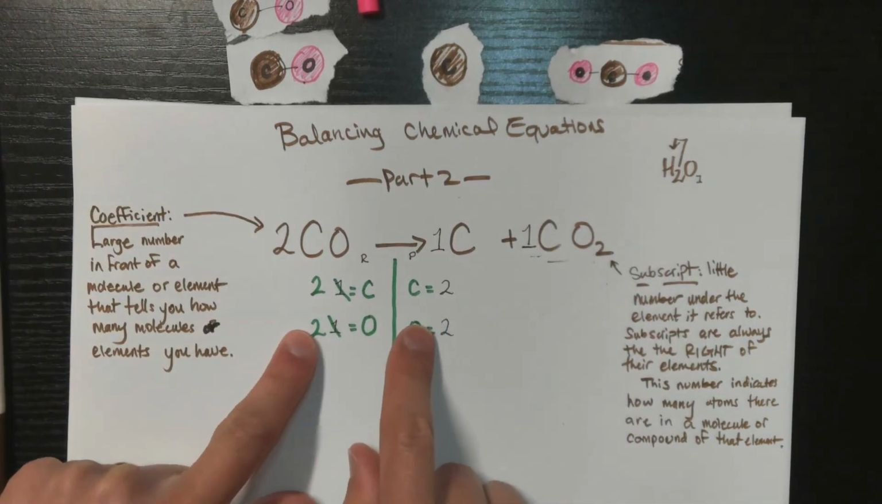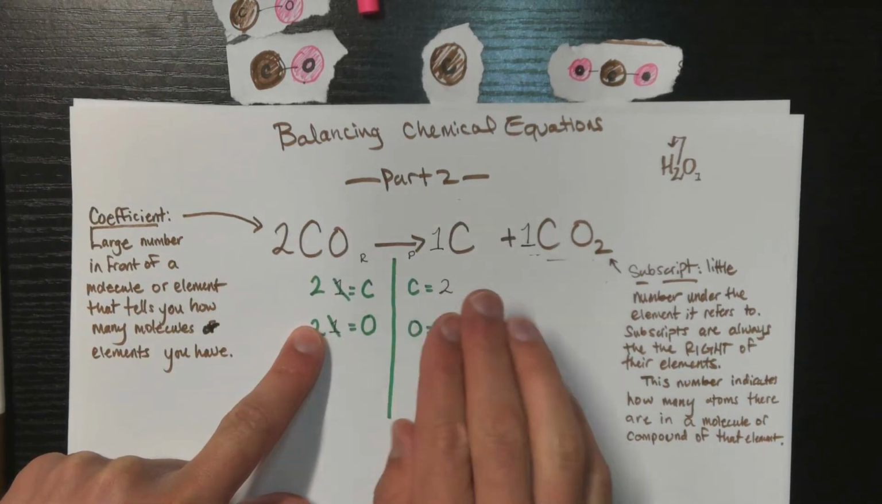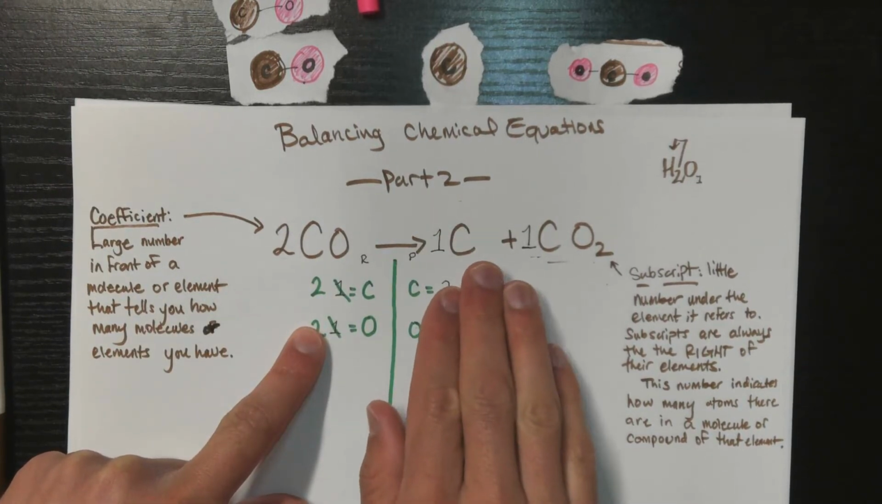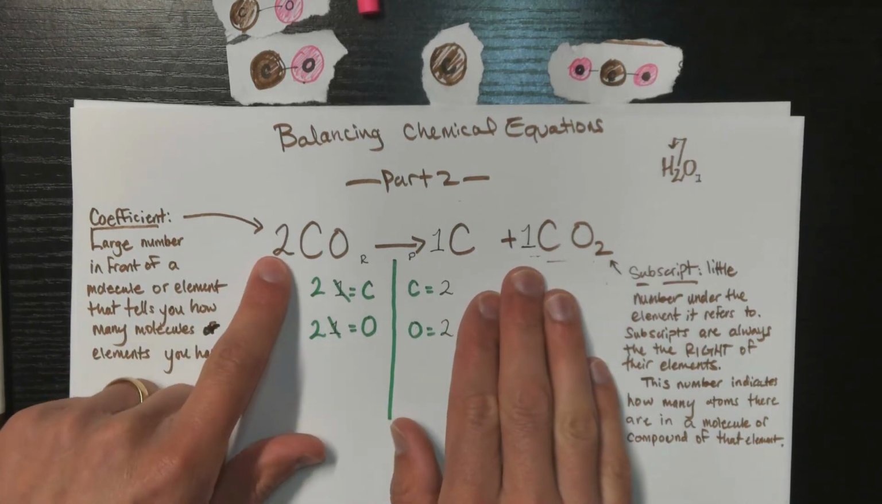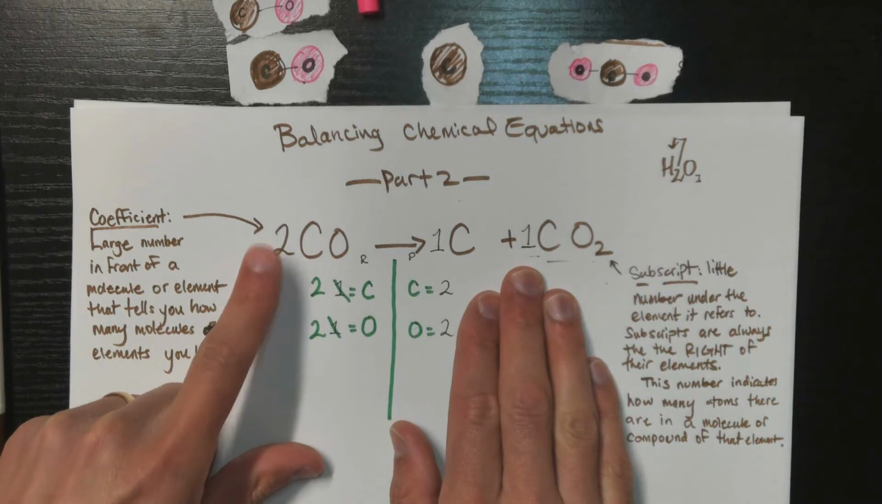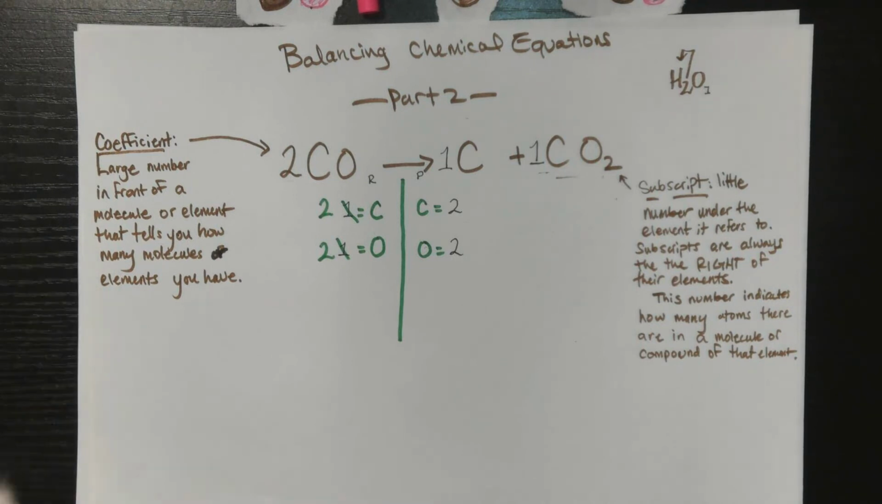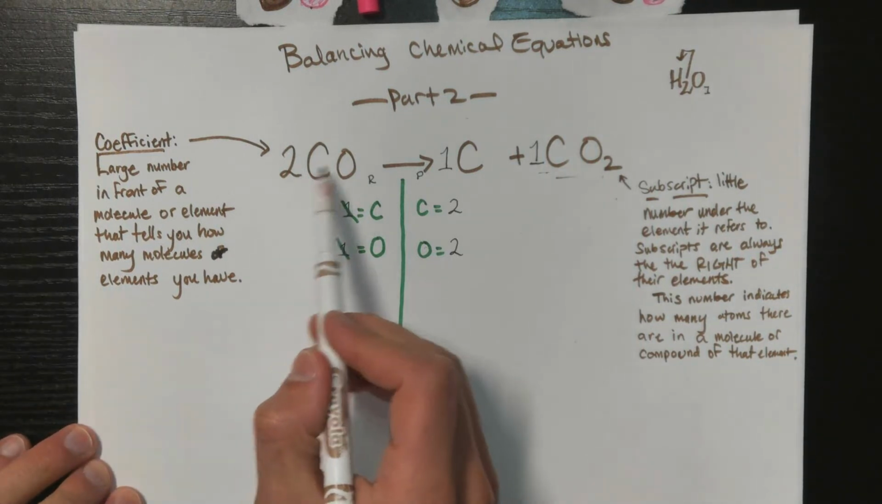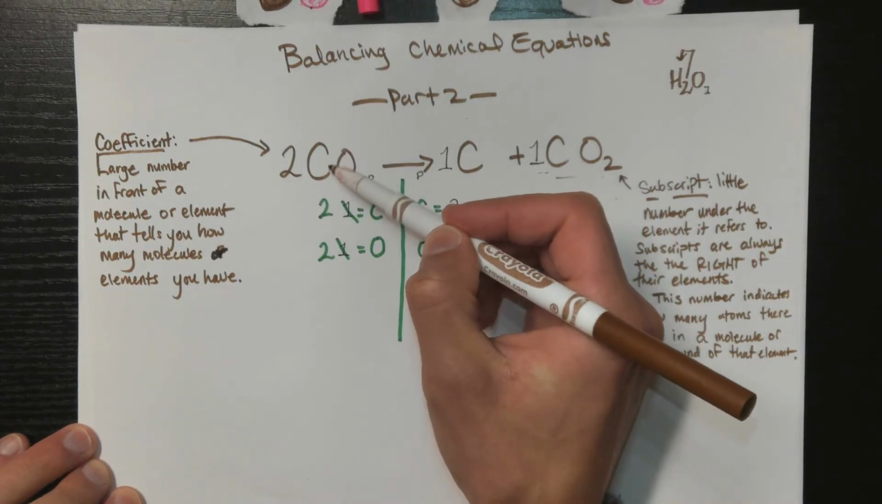Sometimes students will say, oh, if I have too many carbons, can I just take that one away? Well, no, it's part of the reaction. So you can't just take it away because you don't like it. It has to stay. All you can do with balancing is add coefficients. And coefficients always have to be whole numbers, and they always have to go in front of whole molecules. They can't go in between the two.